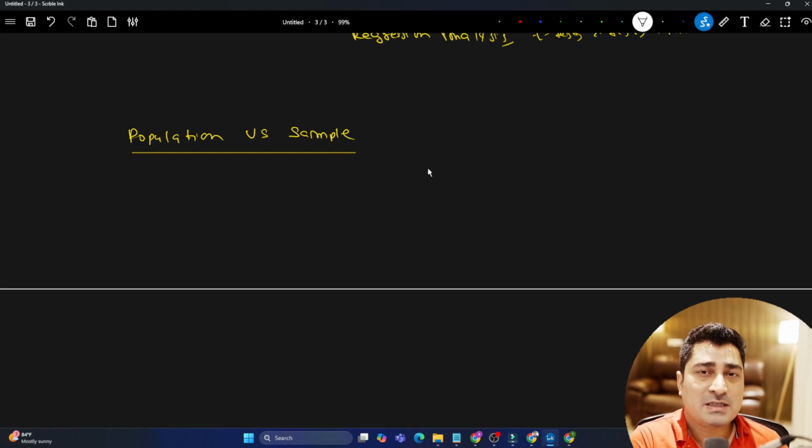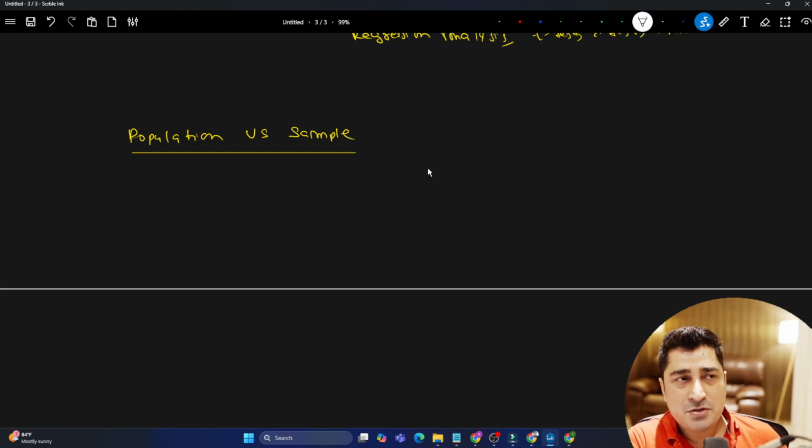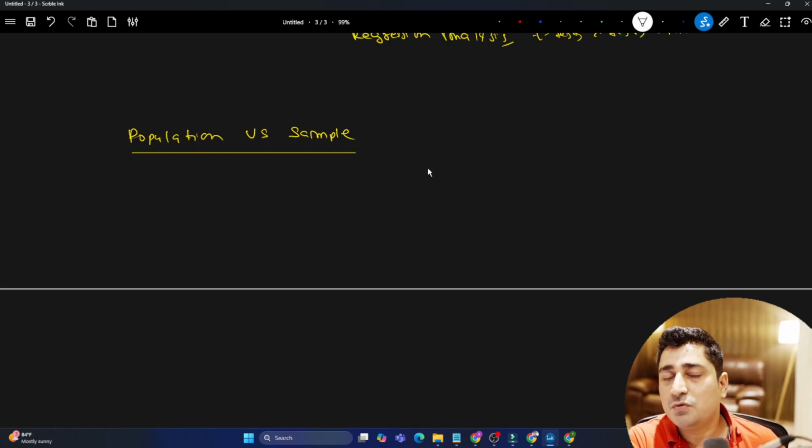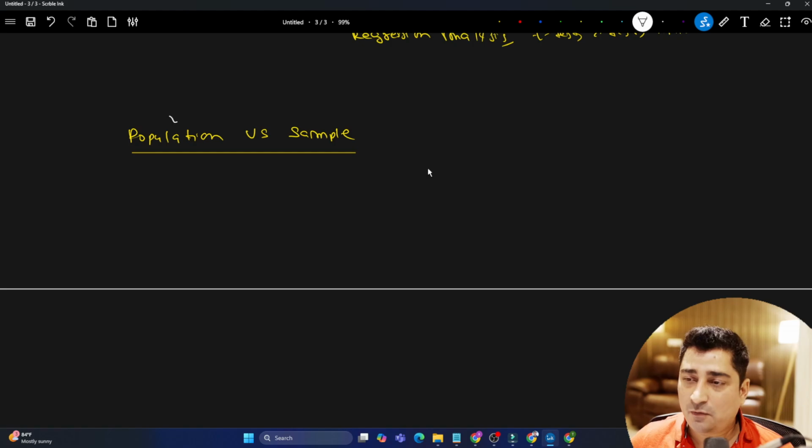So the point I'm trying to make is that every time it's not possible to access the whole data for whatever use case you are working on. Majority of the time, we are supposed to go through a small amount of data, a subset of the data, and based on that make a conclusion. And this is where the concept of population and sample comes into the picture.